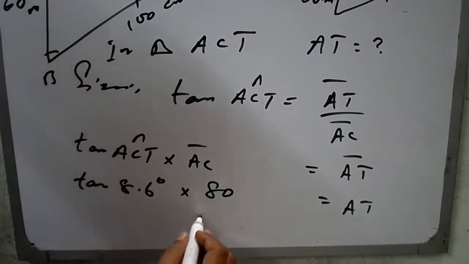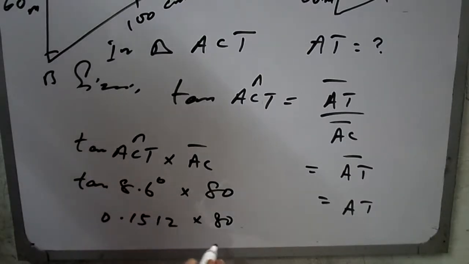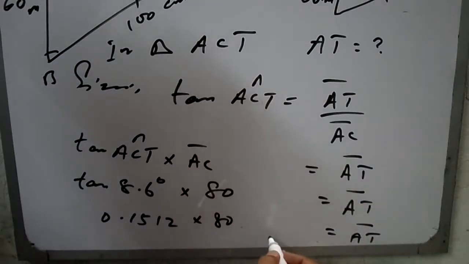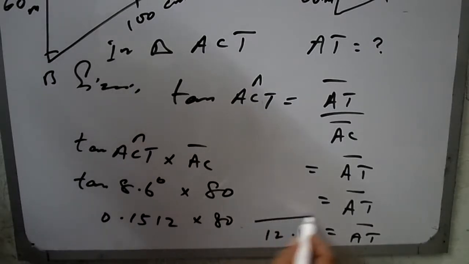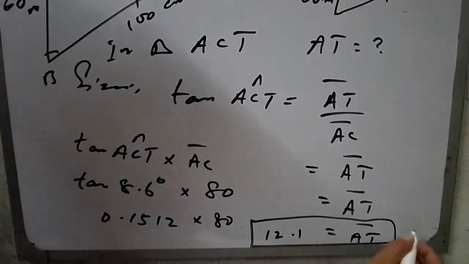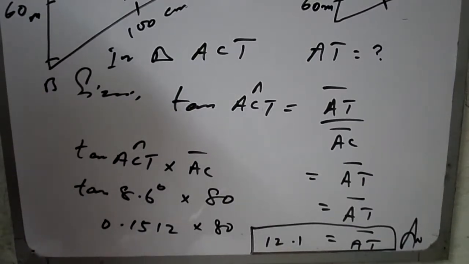So AT is 80 multiplied by 0.1512, so you will get the value of AT, that is equal to 12.1. Okay, so that is the value of AT. Now that is your first result, but still he says to us to calculate the height of the mast and the angle of elevation of the top of the mast from D. So it means we have to find further.